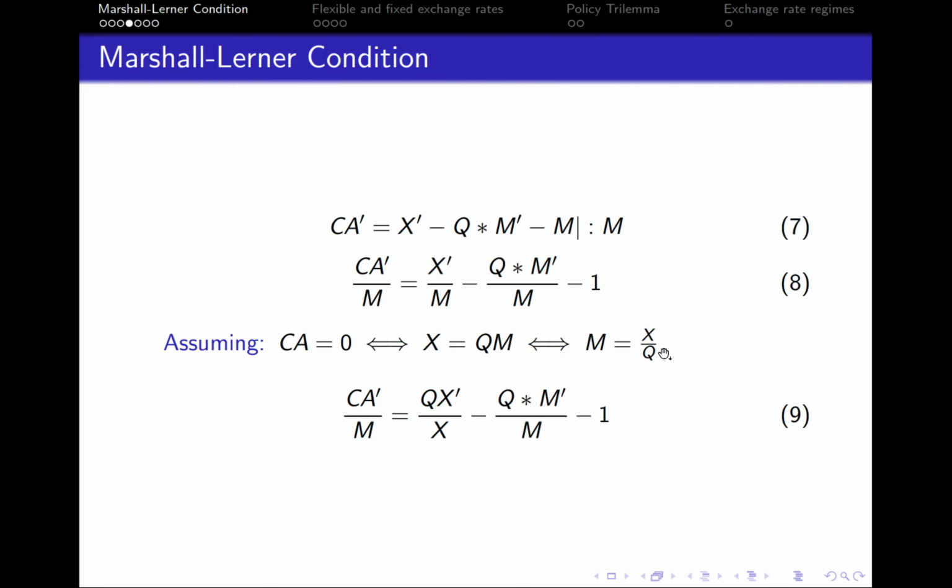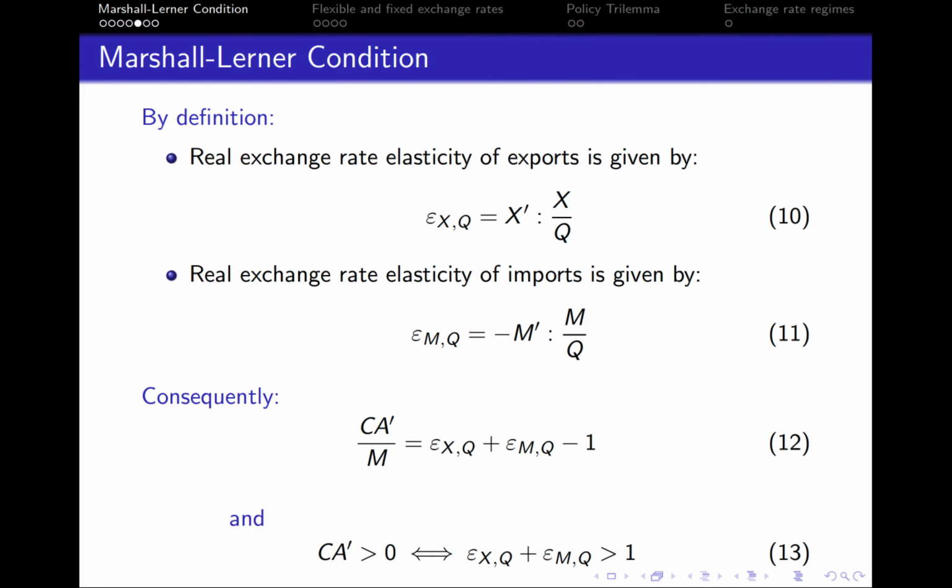So, if I use this expression and substitute it over here, I'm going to get what you see in Formula 9. Now, why is this Formula 9 so important? Because look, the real exchange rate elasticity of exports is given by definition as the derivative of exports with respect to the exchange rate divided by exports divided by the real exchange rate.